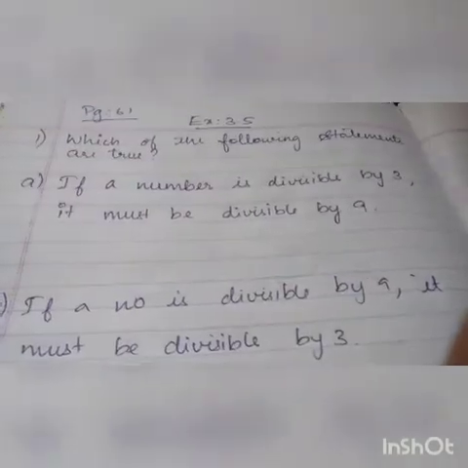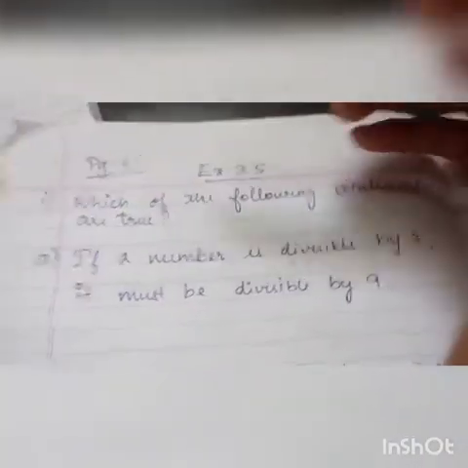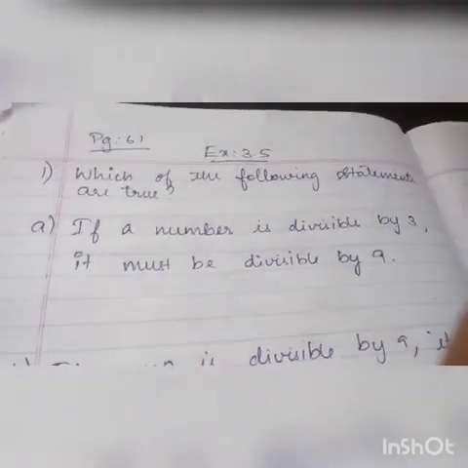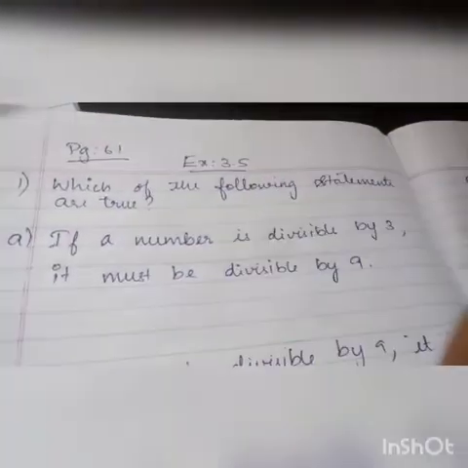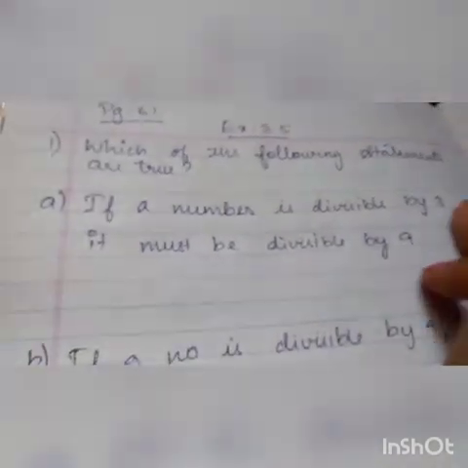What is the exercise number? 3.5. You can take page number 61 and you can take a pencil in your hand, okay children? And you can write the answers side by side. Which of the following statements are true? Actually what we are going to do, we are going to write the true or false for this answer.